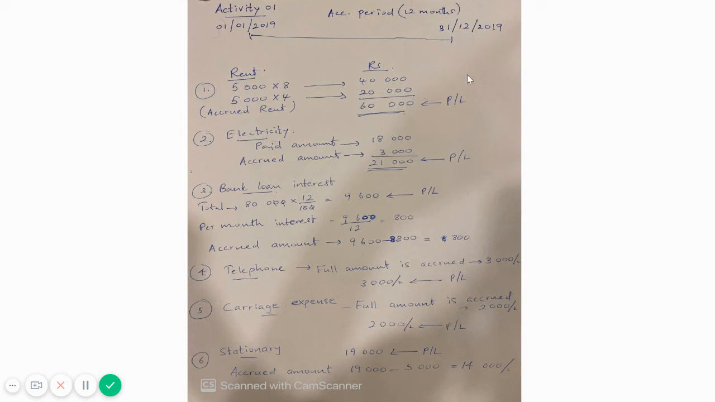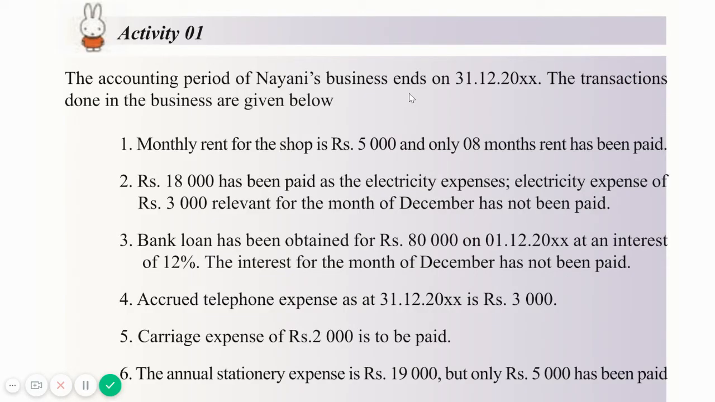So then the double entry will be: debit rent expense account 20,000 and credit accrued rent account another 20,000. Right, I hope it is clear to you. Then we'll move on to the second one.